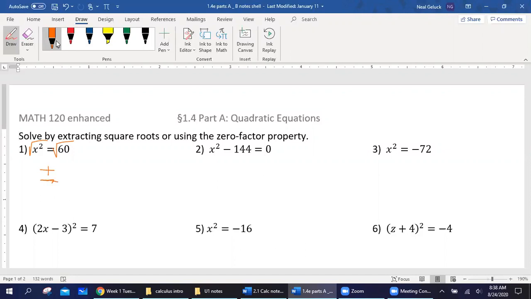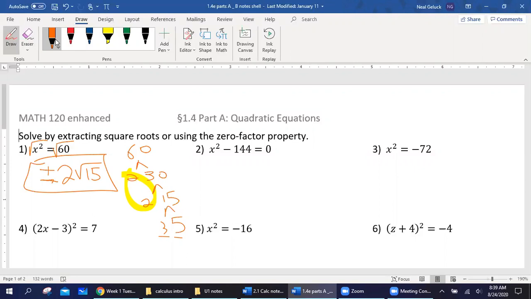Square root of 60, then just like we've been doing, we're going to break down. So maybe you break it into 2 and a 30, 2 and a 15. 15 is 3 and 5. So since I have a pair of 2's, I can bring out the 2. The 3 times the 5 stays in the square root. Notice really I have two answers here, positive 2 root 15, negative 2 root 15. Most quadratics, we're going to get two answers.